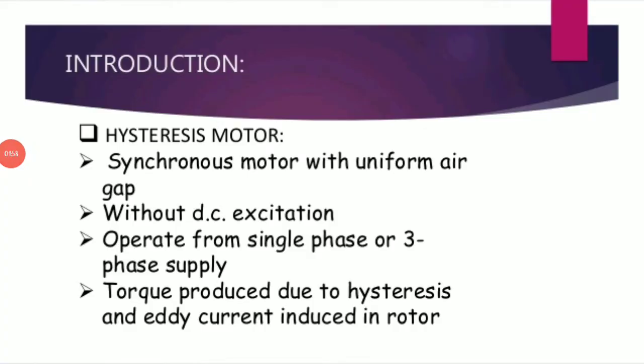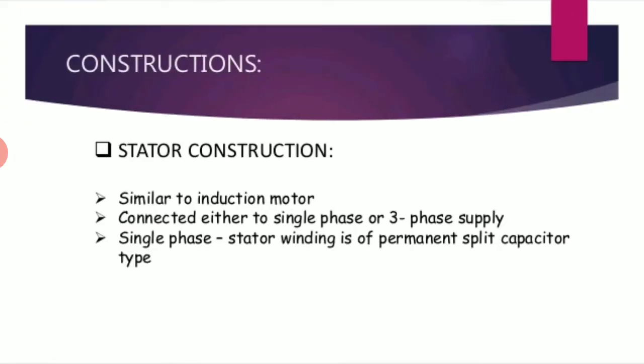The hysteresis motor is a special type of synchronous motor which runs on the basis of the loss produced by the hysteresis loop, which is also called the BH curve. This hysteresis motor is a synchronous motor with a uniform air gap between stator and rotor. It runs without any DC excitation. It can operate from a single phase or three phase supply also. The torque produced by this motor is due to hysteresis and the eddy currents induced in the rotor. See the construction of this hysteresis motor.